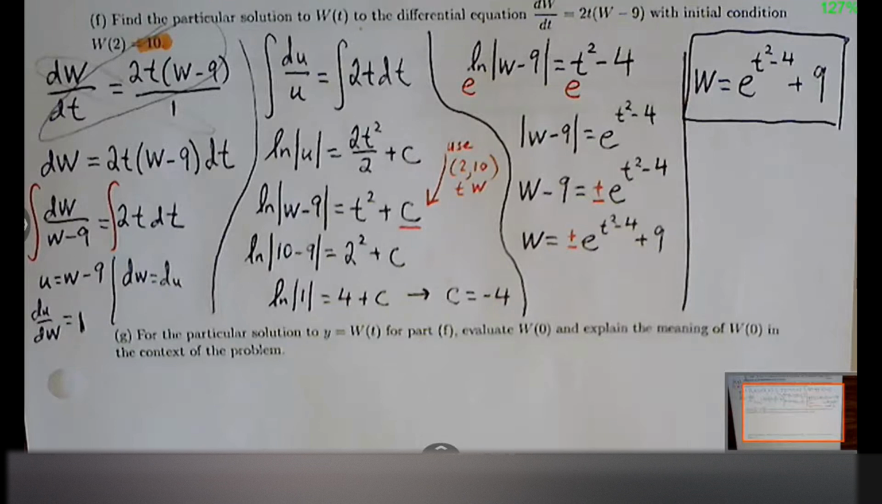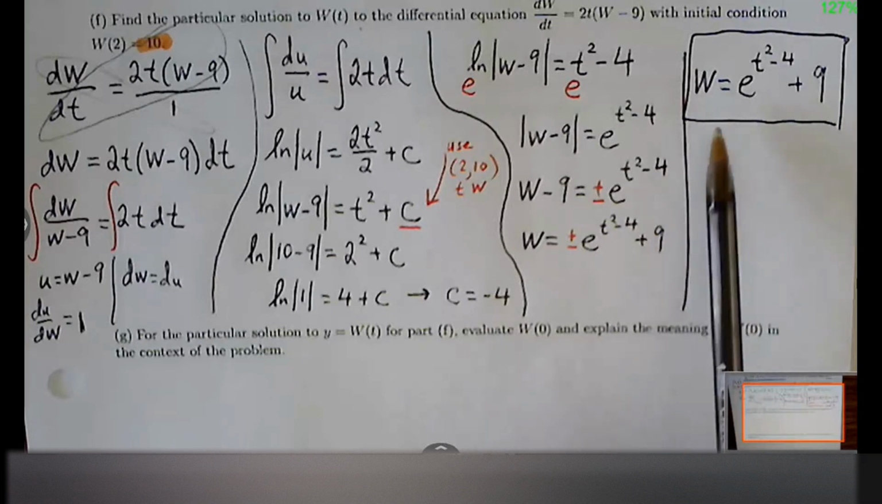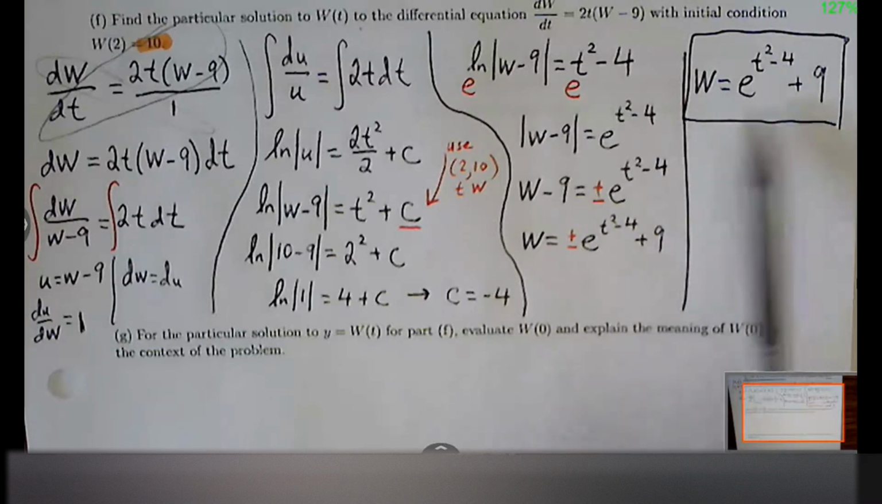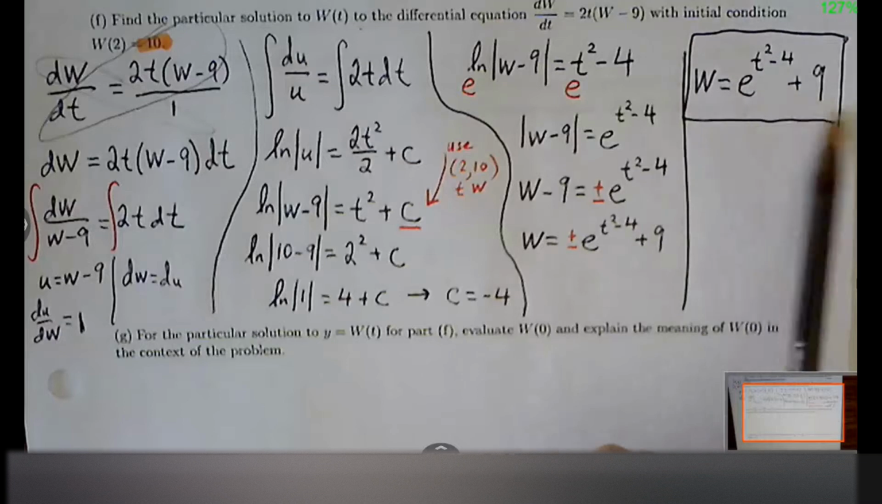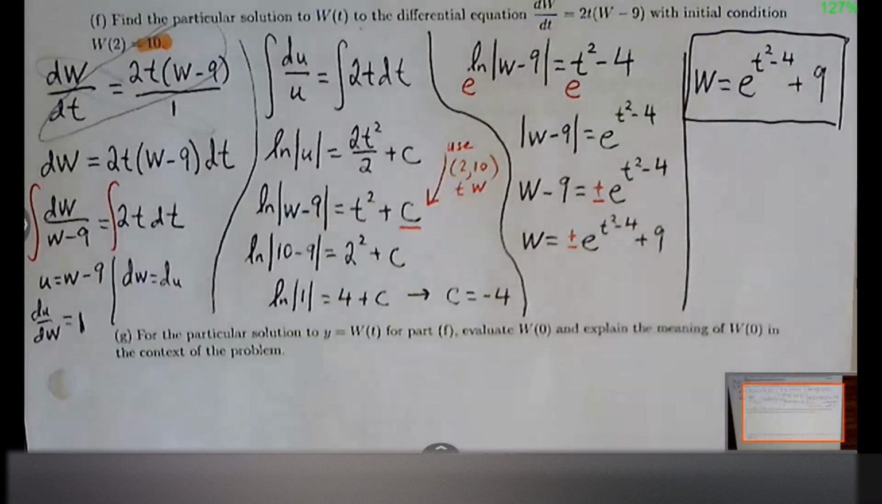All right, for part G, it says for the solution that we found, evaluate W of 0. So we're just going to enter 0 in, because this is going to be the equation that tells us how many watermelons there are at a given week.